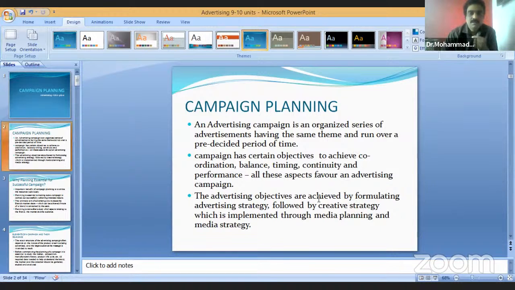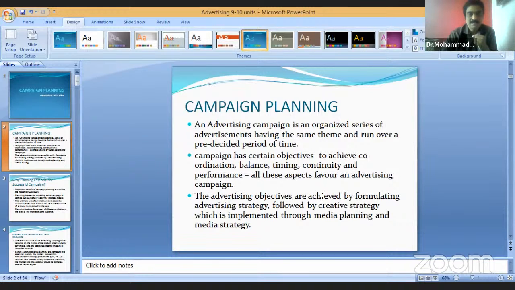So why do we need a campaign? An advertising campaign is an organized series of advertisements having the same theme, run over a pre-decided period of time. So it's a pre-planned one. Next, the campaign has certain objectives to achieve: coordination, balance, timing, continuity, and performance. All these aspects favor an advertising campaign.